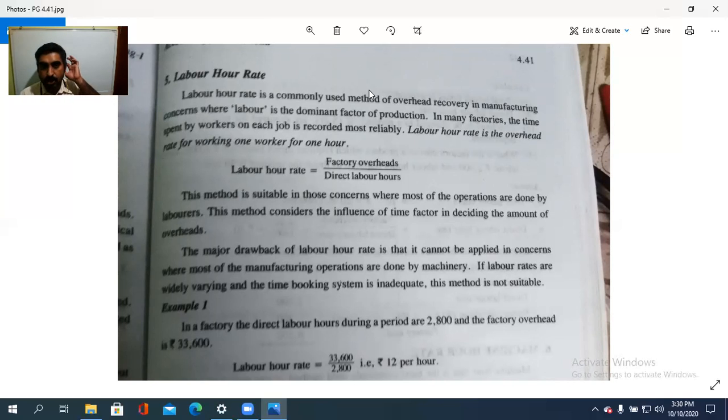This method is suitable in those concerns where most of the operations are done by laborers. This method considers the influence of time factor in deciding the amount of overhead. The major drawback of labor hour rate is that it cannot be applied in concerns where most of the manufacturing operations are done by machinery.